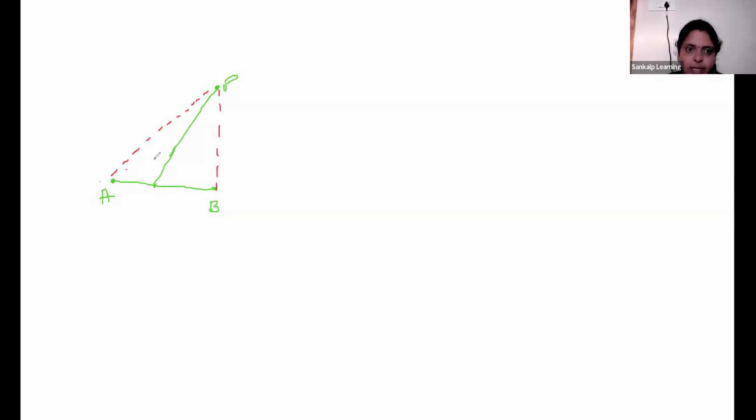Okay, so from point O this is at a distance of R. Consider a dipole, and consider a point P which is at a distance of R from the center O. Here we have minus Q charge and here we have plus Q charge. Again I am showing the construction with the dotted line.